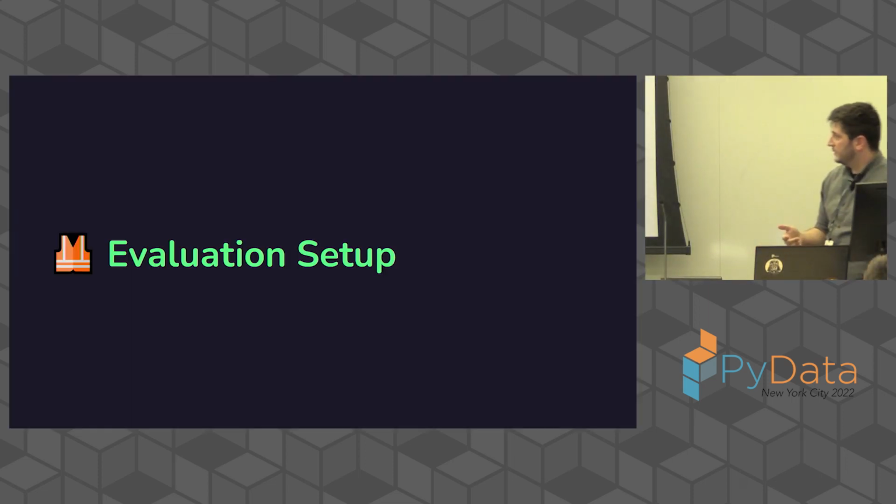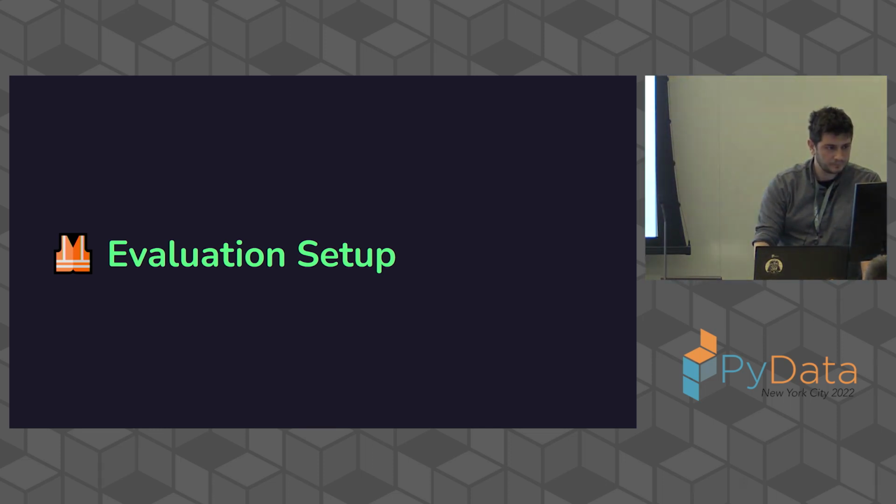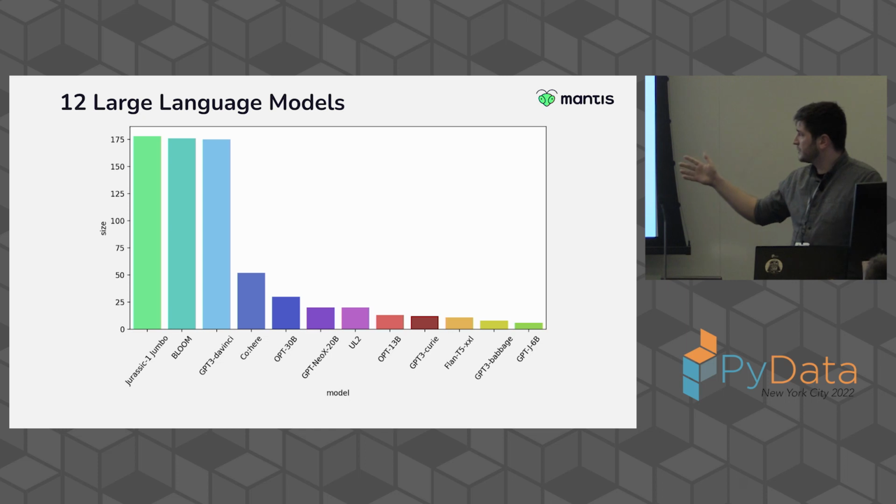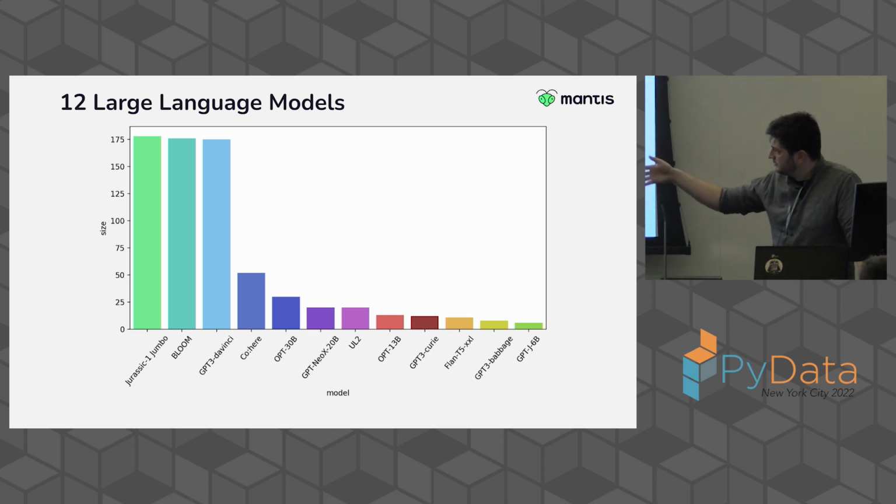Let's look a bit at the evaluation setup. We selected 12 large language models for our experiment: Jurassic 1 Jumbo, Bloom, GPT Da Vinci, Cohere, the X large version, the biggest one they have, OPT from Facebook, the 30 billion version, and later the 13, NeoX 20 billion, UL2 from Google, another GPT smaller version, Flan-T5, which just appeared recently, and another GPT-3 and GPT-J 6 billion. These are ordered by size, right? Keep in mind this because the next graphs you'll see will also have the models ordered by size.